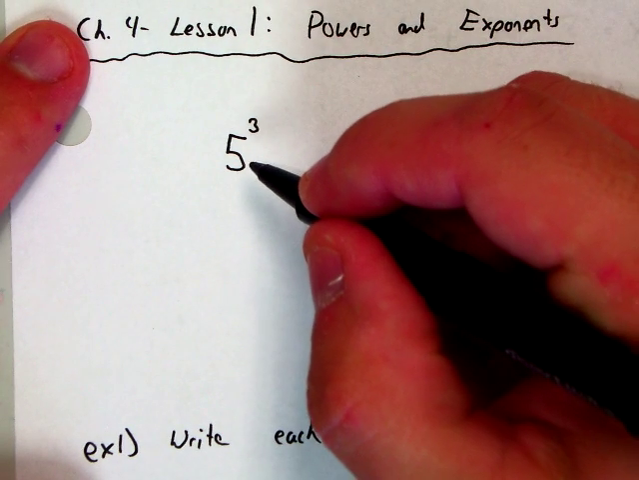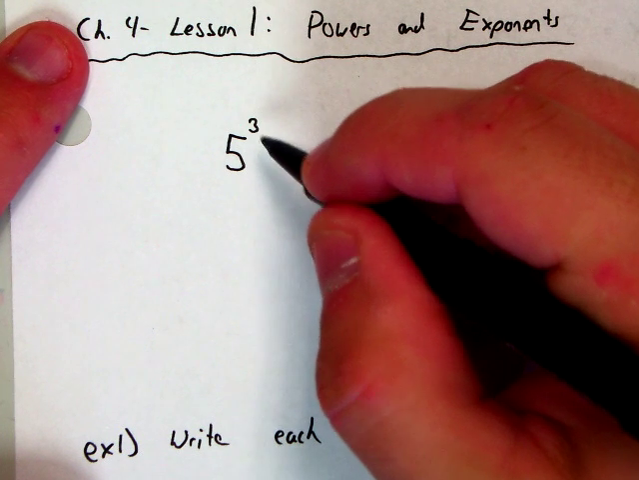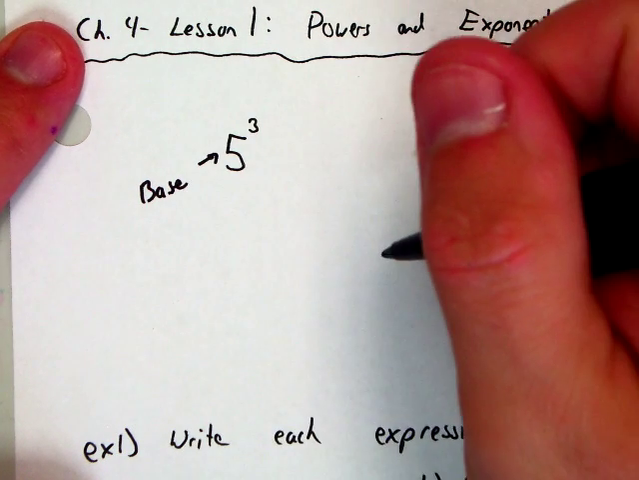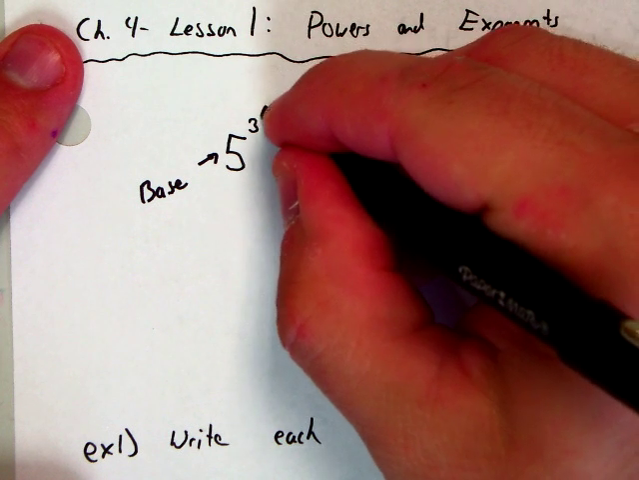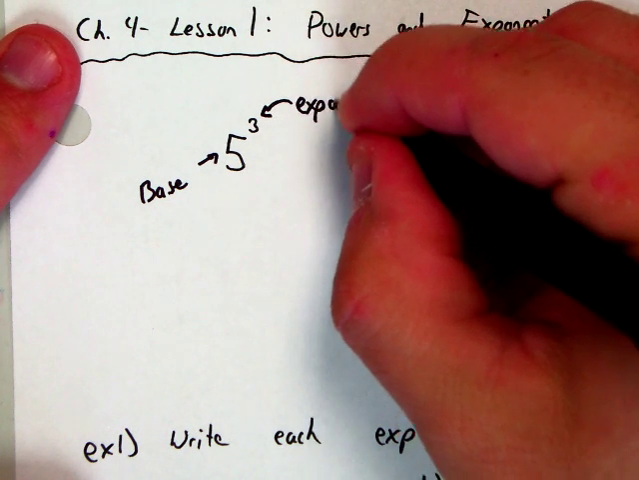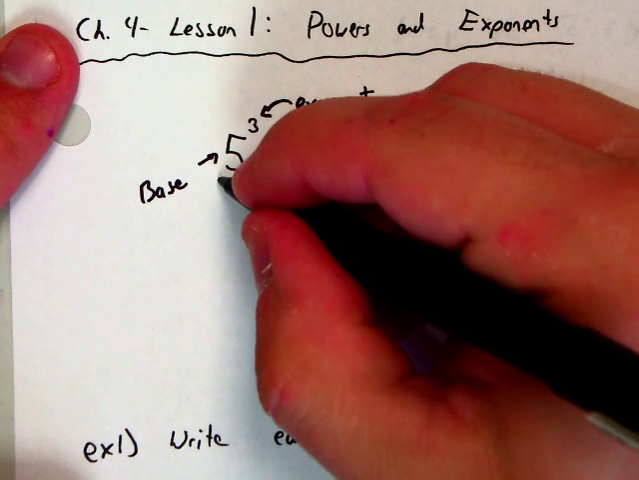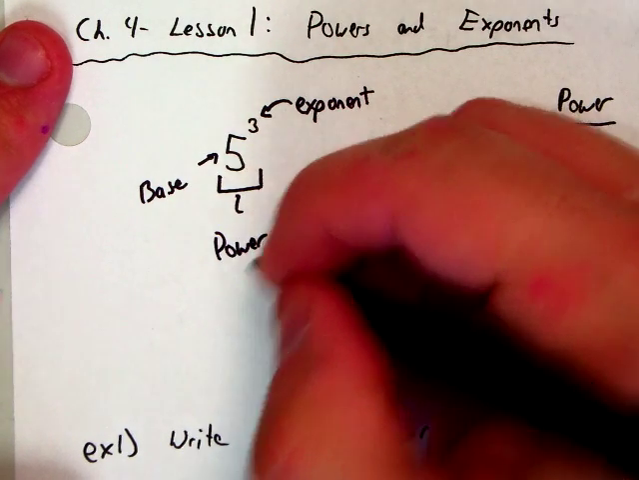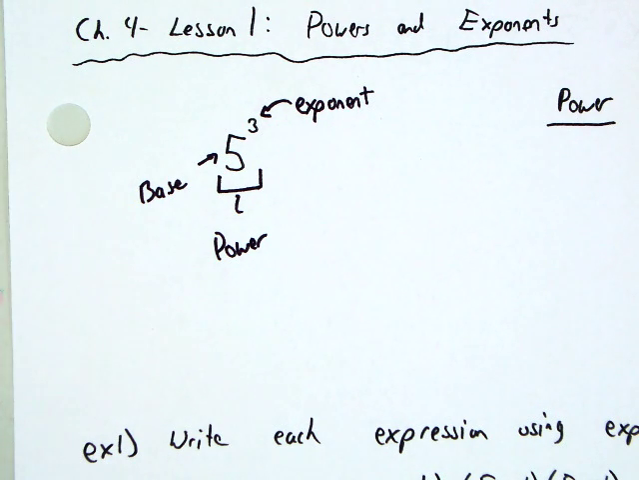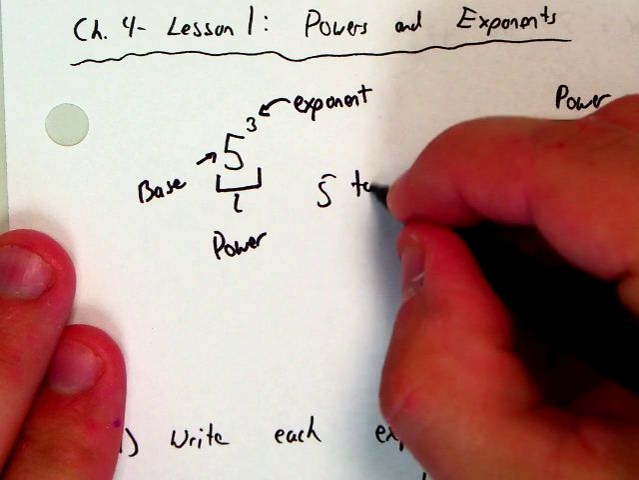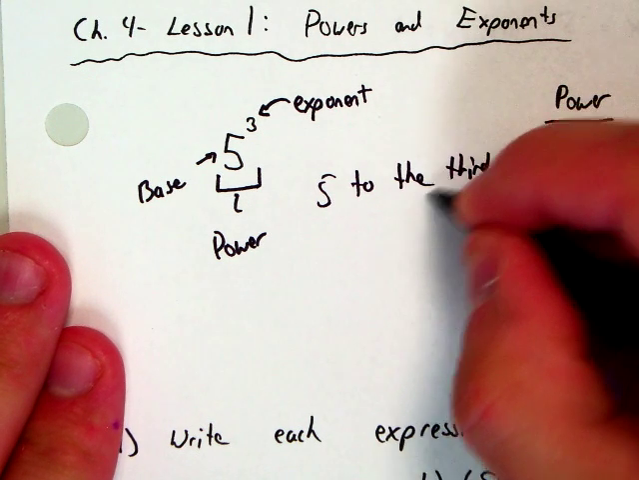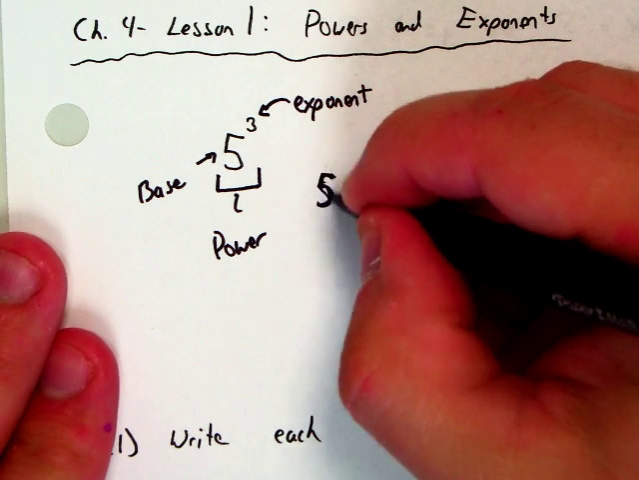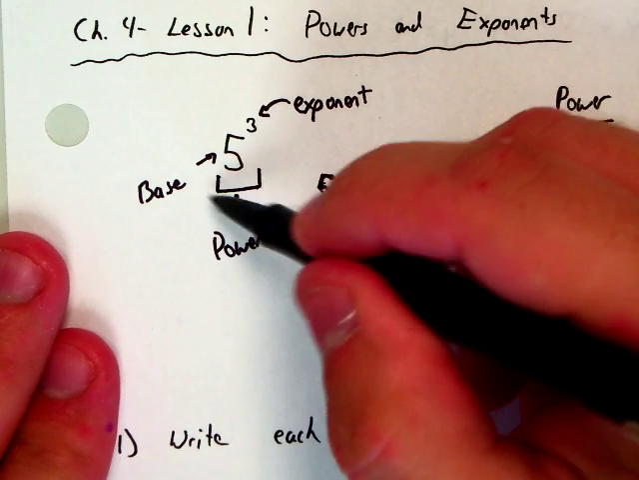So first of all, let's look at this term here, 5 with a 3 raised up. So the 5, this is called the base. The 3, we call that the exponent. And this whole thing, we call this a power. Generally, how this is said is 5 to the 3rd power. That's generally how we say this term here.